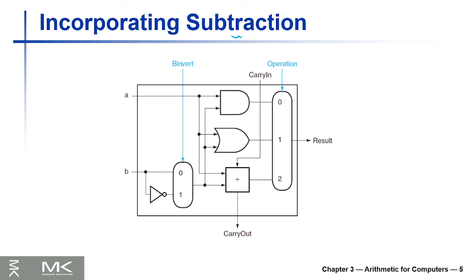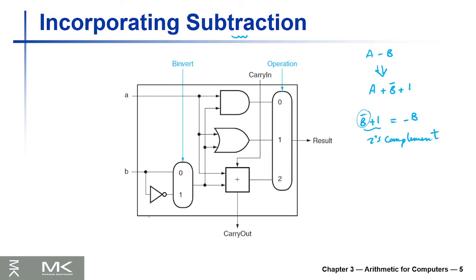Now, how to do subtraction? In subtraction, we said that A minus B can be converted this way: A plus B bar plus 1, because B bar plus 1 is actually minus B. Okay, this is basically the 2's complement. So we must upgrade our 1-bit ALU to allow us to use the inverted version of B. And we must have an inverter to do that.